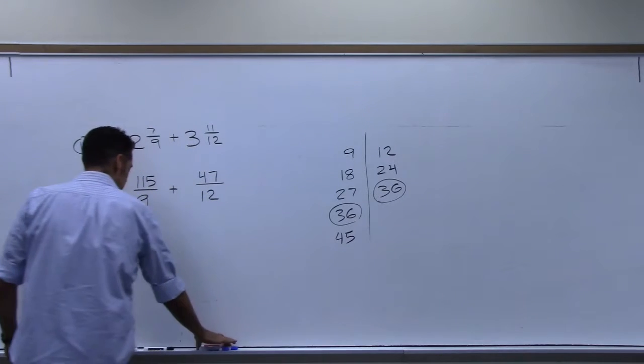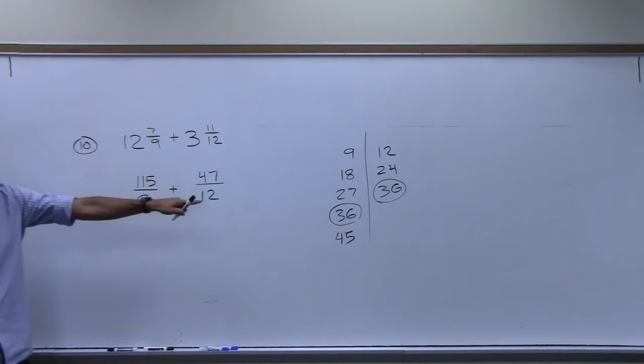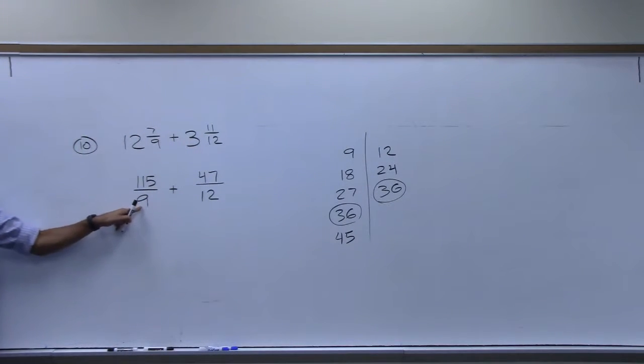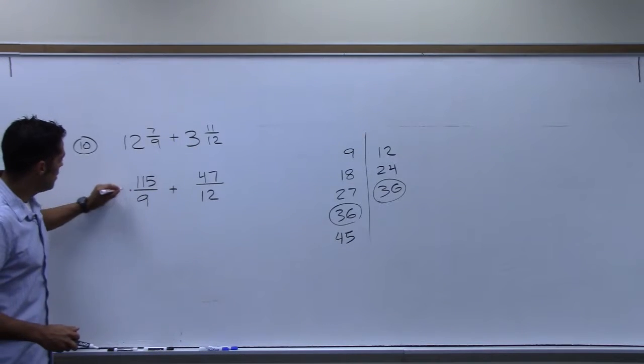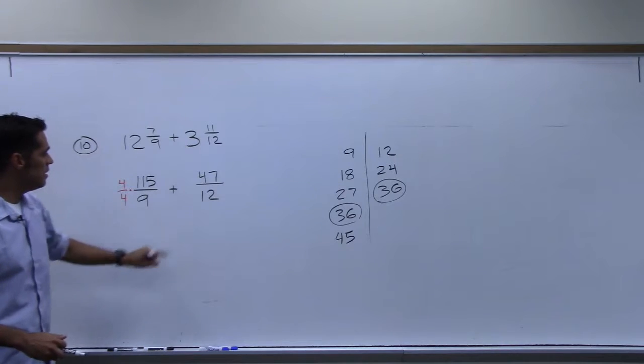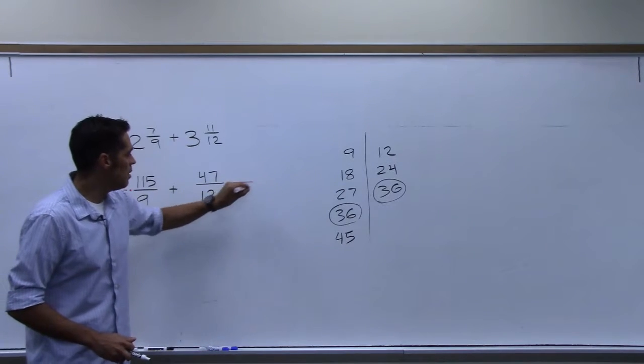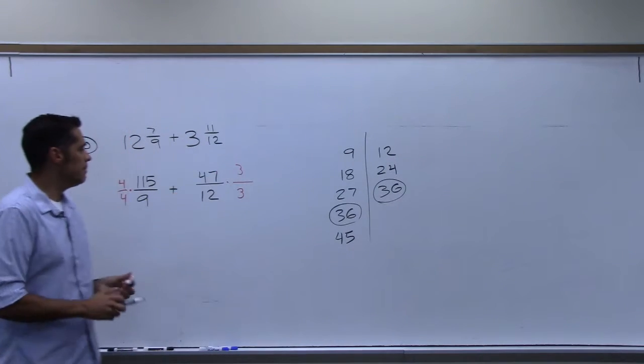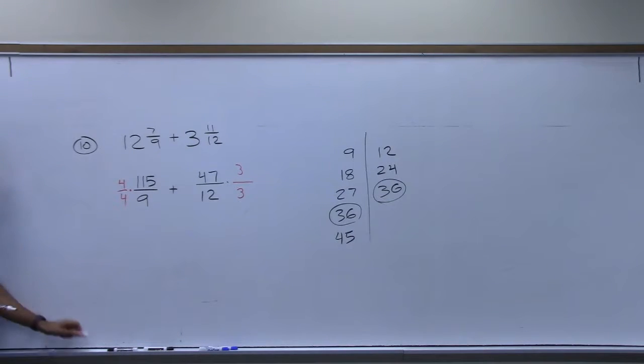So I would now need to turn the 9 into a 36. And to turn 9 into 36, I have to multiply it by 4. So multiply by 4 over 4 here. And then here to turn 12 into 36, I have to multiply 3 over 3. And then I go straight across. So it's going to be ugly.